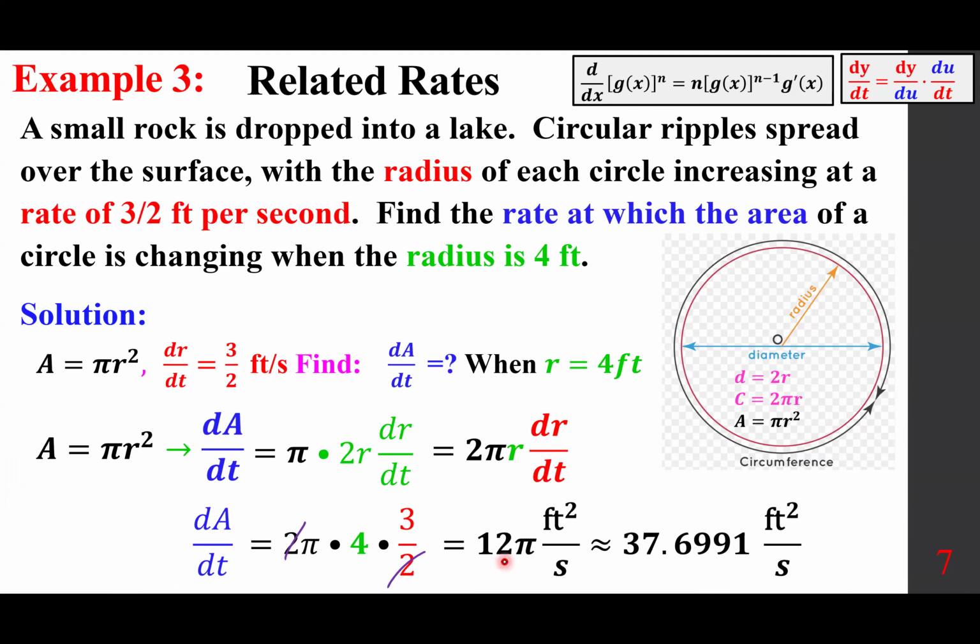You always write the exact answer in your notes. If they ask for a decimal, then you go with the specific decimal that they ask you. They may not ask for that. So that's important to know. You don't have to.